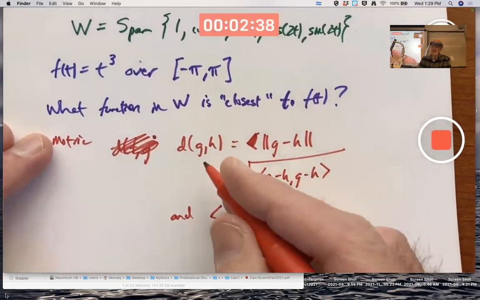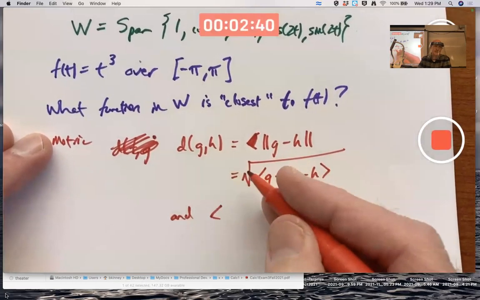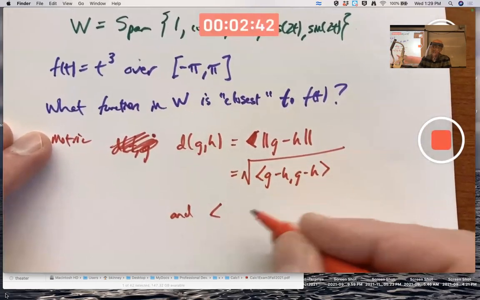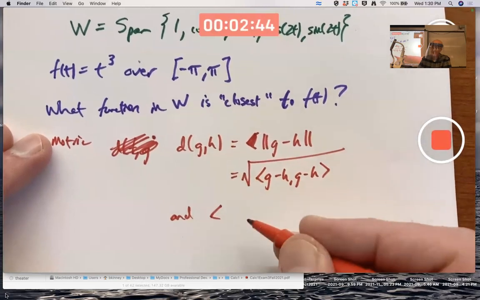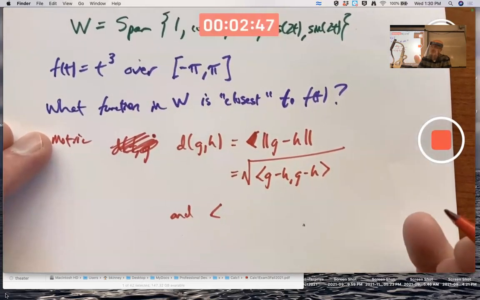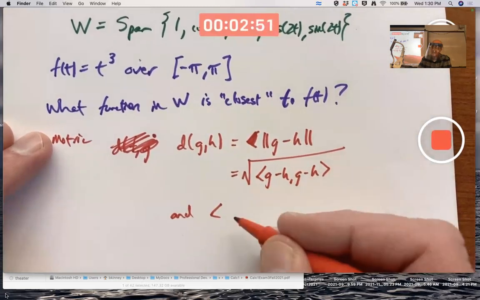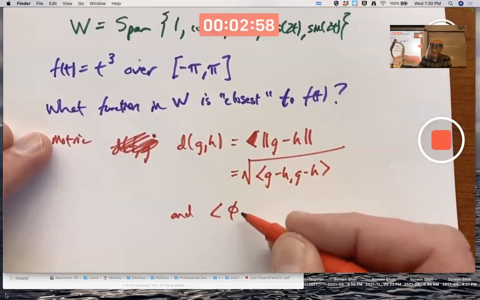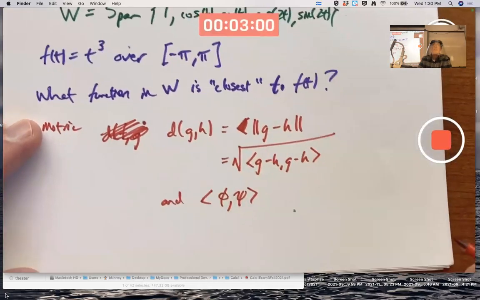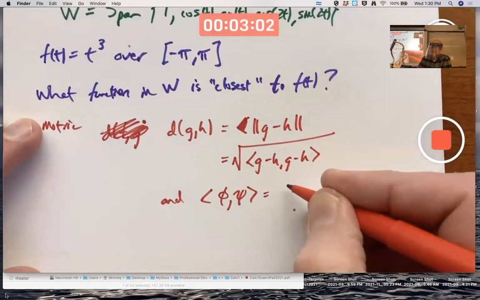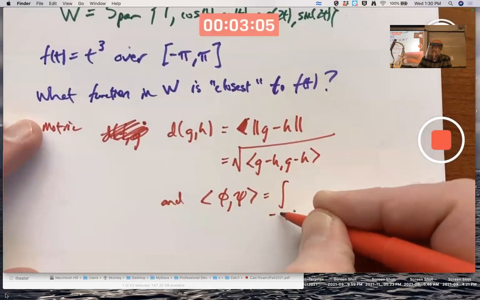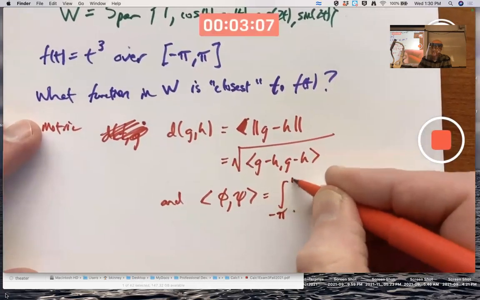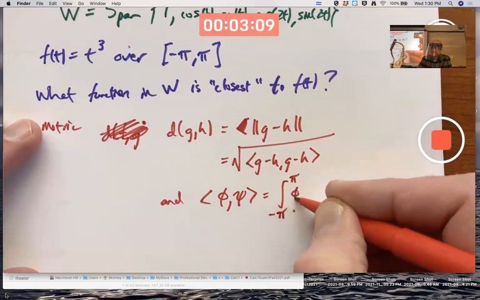I'm defining what distance between functions means in an inner product space, where the inner product in this case is defined by an integral. Oh, I need different letters even here. The inner product of, say, what should I call them? How about phi and psi is defined to be the integral over the interval from negative pi to pi of the product of phi and psi.